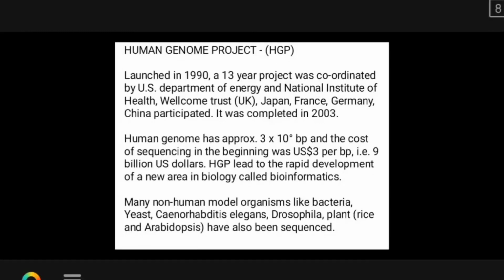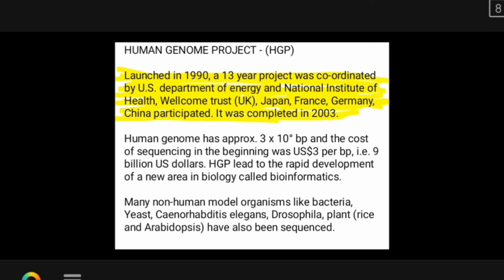Human Genome Project, also called HGP. This is very important, and a lot of questions can be asked from this part. It was launched in 1990, a 13-year project, and was coordinated by the US Department of Energy and the National Institute of Health and the Wellcome Trust. UK, Japan, France, Germany, China participated in it, and it was completed in 2003.